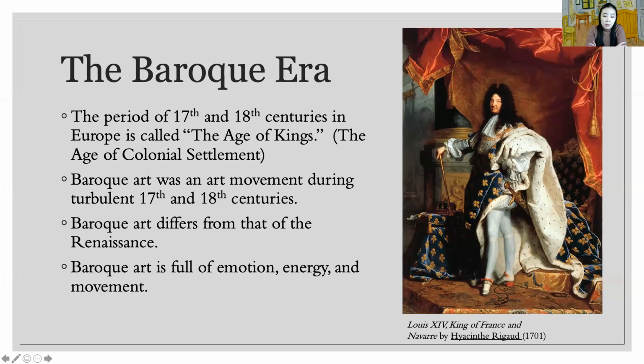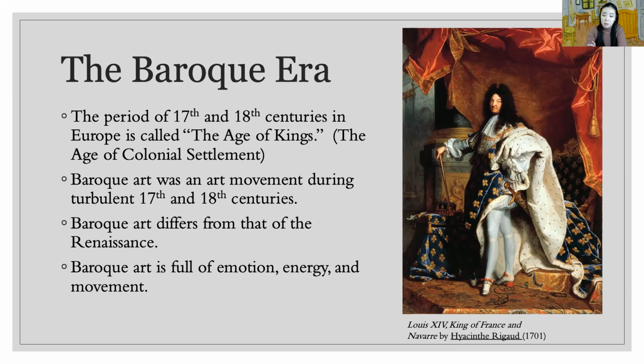So the period of 17th and 18th centuries in Europe is called the Age of Kings. Some of the most powerful rulers in history occupied the thrones of various countries during this time. And this same period could equally be called the Age of Colonial Settlement. The Spanish, the Portuguese, the Dutch, the English, the French had established permanent settlements in North and South America.